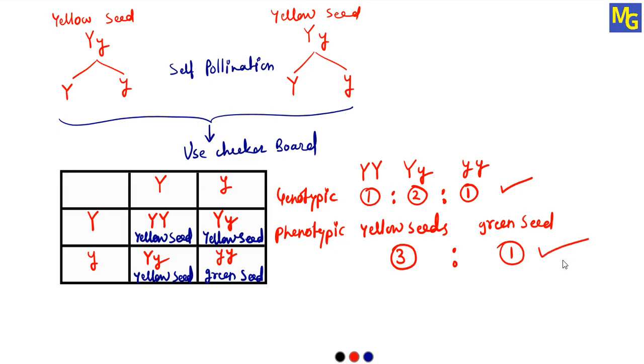So I hope you understood. Genotypic ratio, where we are going to see the gene. Phenotypic ratio, we are going to see the physical character. So here 1:2:1 is the genotypic ratio and 3:1 is the phenotypic ratio. So this is the answer for this question. Now we will move on to the next one.